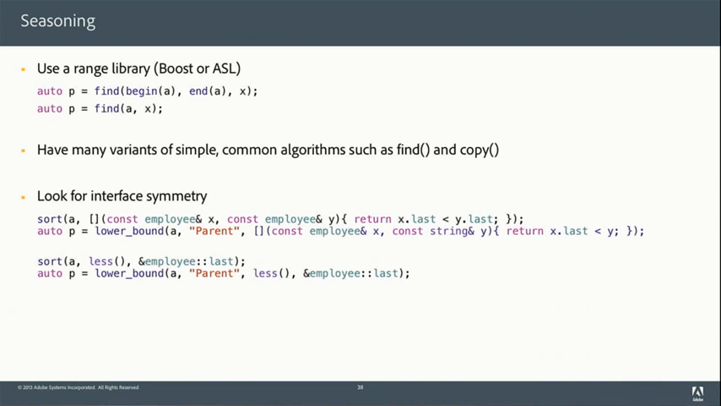So now my lower bound, if I also add a projection function, looks the same. I'm sorting by less, looking up employees. I call lower bound by less, looking up the employee last name. So that's what I mean by interface symmetry.